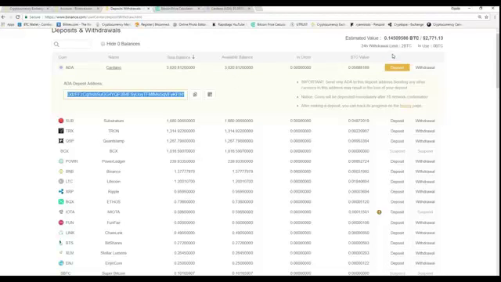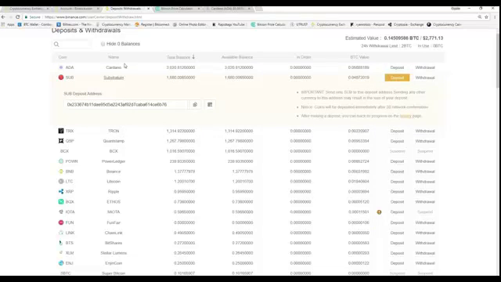So if you're trying to send a currency to this exchange, you would go to the deposit tab. Now every currency does have a different address. So the Substratum tab is going to have a different address from the Cardano tab. So make sure you're on the currency that you're trying to send to the account.